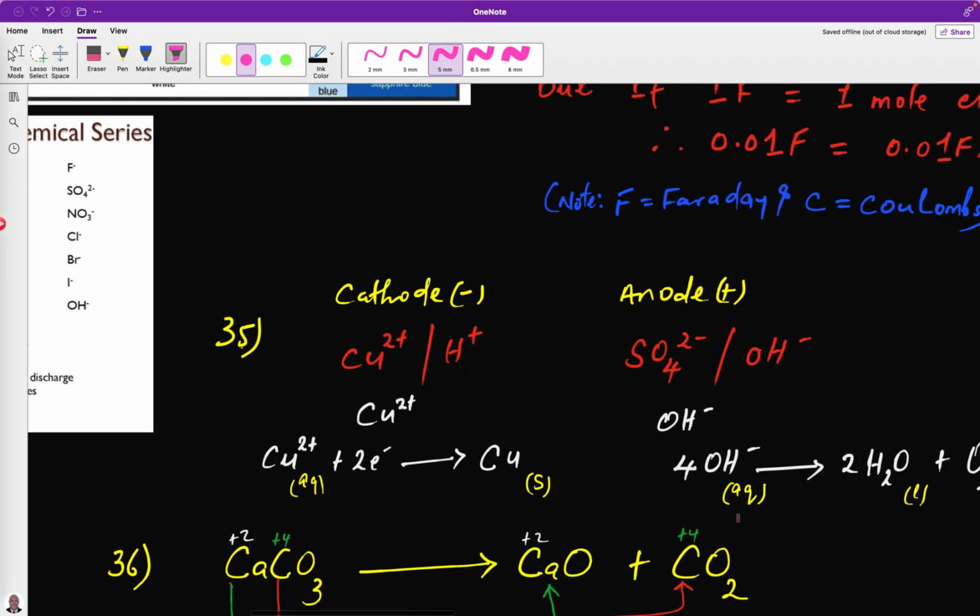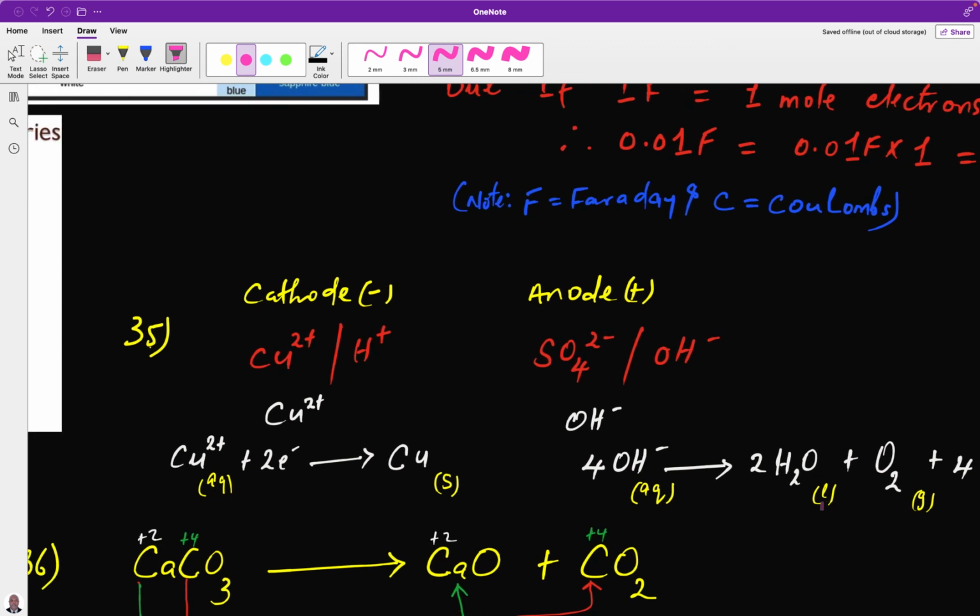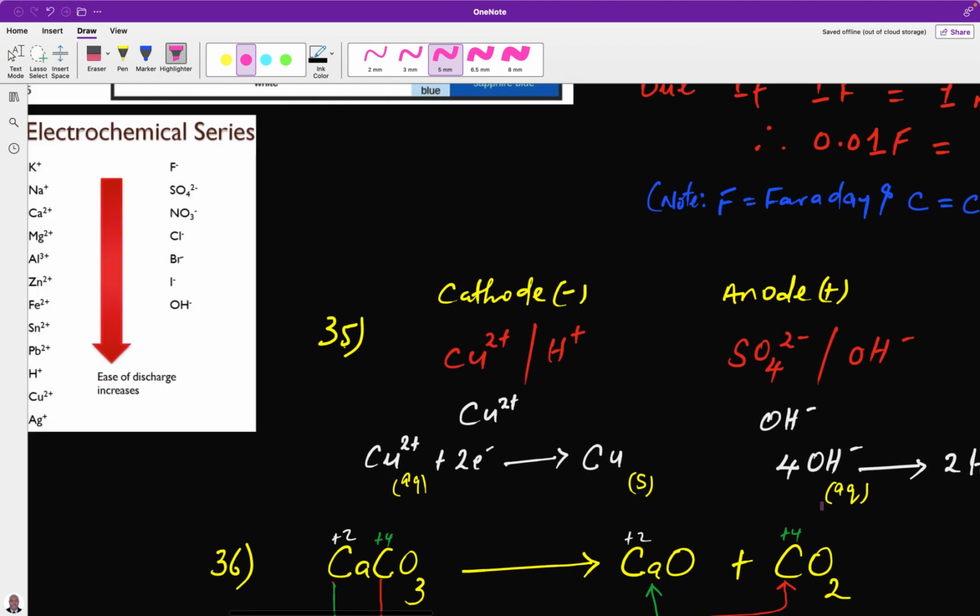Then what is going to be produced at the anode? The OH ion is going to give electrons, so in this case it is oxidized. It's going to undergo oxidation. Water is formed, and oxygen is going to be released at the anode. So now our question is, which one is released?